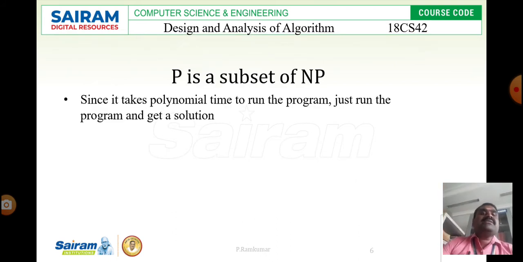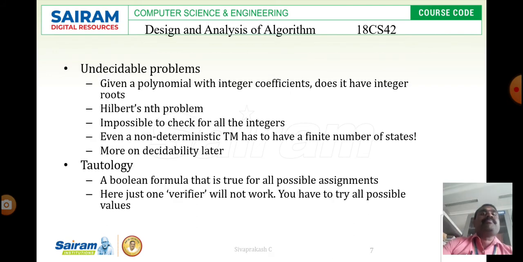Then P is a subset of NP. P means it is a polynomial problem. NP means non-deterministic polynomial problem. It takes polynomial time to run the program, just run the program and get a solution. That is, NP means it will take extra time. So P means within polynomial time it will execute. So P belongs to NP.